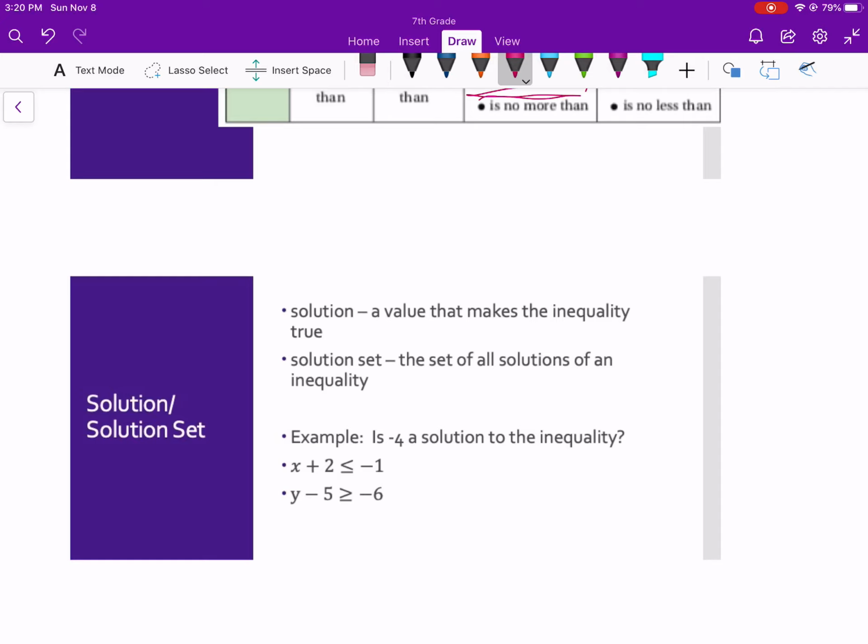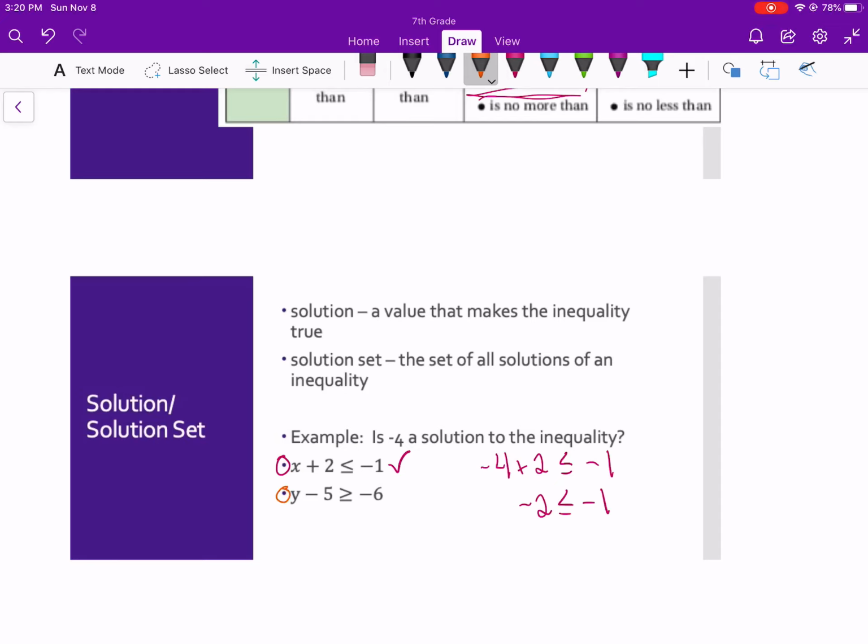So we want to figure out, is -4 a solution to the inequality? Well, looking at that first one, to see if it's a solution, we're going to just plug it right in. So -4 plus 2, we're trying to see if that's less than or equal to -1. -2 is less than or equal to -1, which works. So in that case, it is a solution.